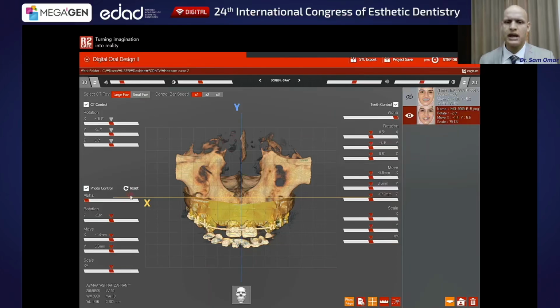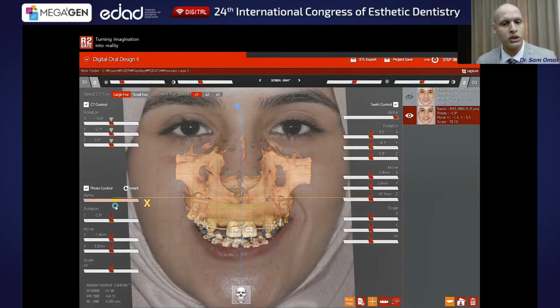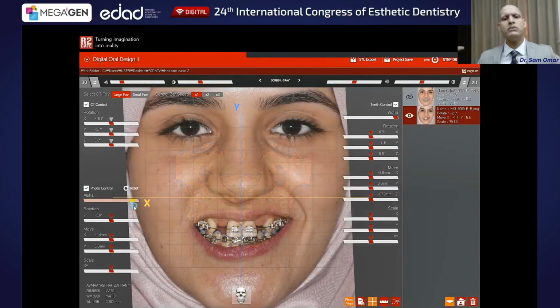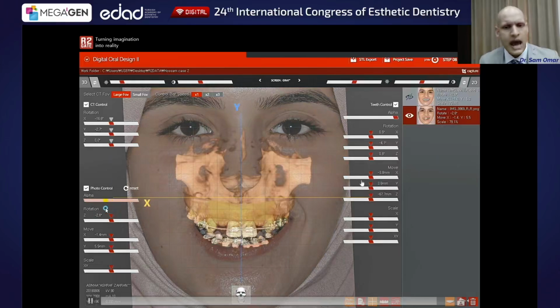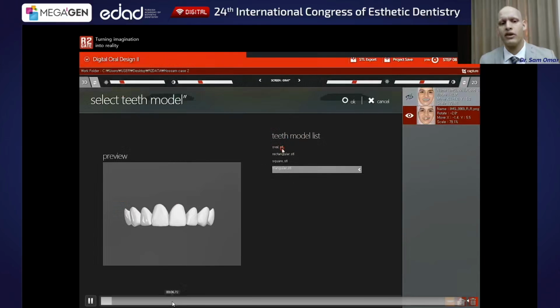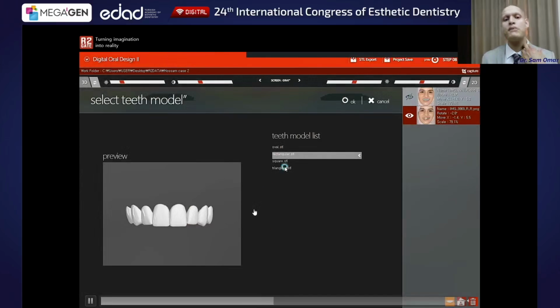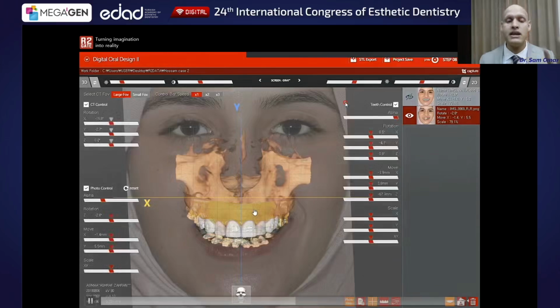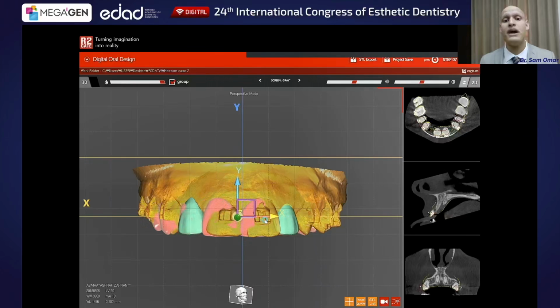And in digital oral design, which is a module inside Artogate software, we're able to join all the information together, and we're able to do a smile design for our patient in the software. The reason why we do this is because we want to make sure that even the temporary restoration that we do for our patient is actually nice and aesthetic.